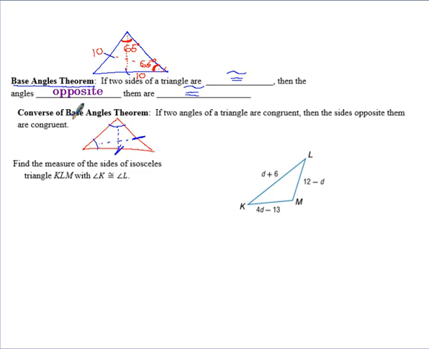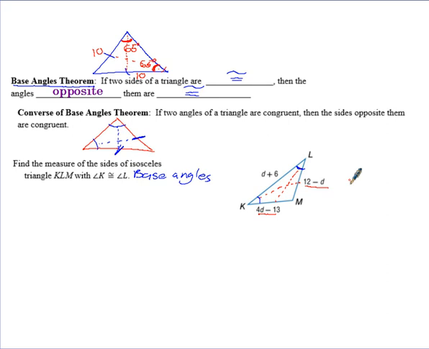So let's actually apply that to a problem. It says find the measure of the sides of isosceles triangle KLM with angle K congruent to angle L. So angle K and angle L, those are my base angles. Again, notice they're not on the bottom. Just because it says base doesn't mean it's on the bottom. And so that means the sides opposite these are equal. So I have this, and I have this.